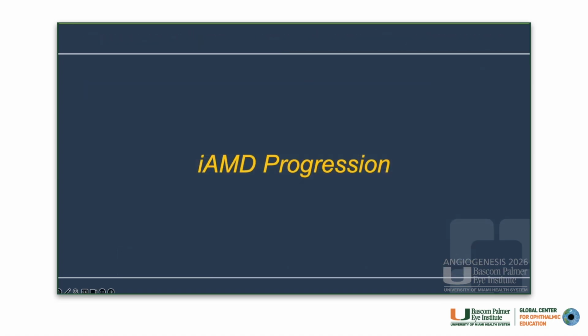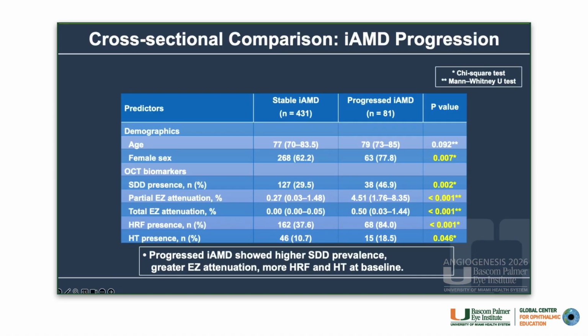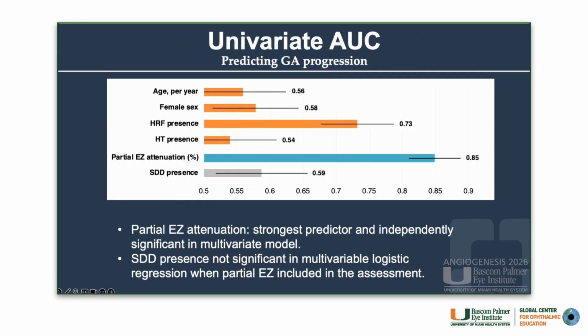So what about intermediate AMD progression to geographic atrophy? Overall, when we look at the cross-sectional comparison in this intermediate AMD group, those eyes that were stable demonstrated significantly less SDD incidence, as well as dramatically less partial EZ attenuation and total EZ attenuation. Similarly, there was also decreased hyperreflective foci presence, as well as reduction in hypertransmission present. When we looked at the univariate AUC, all of these features were at a univariate level significant in predicting GA progression. Partial EZ attenuation was the most significant variable, as noted here.